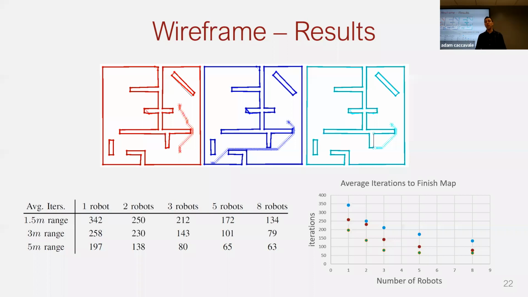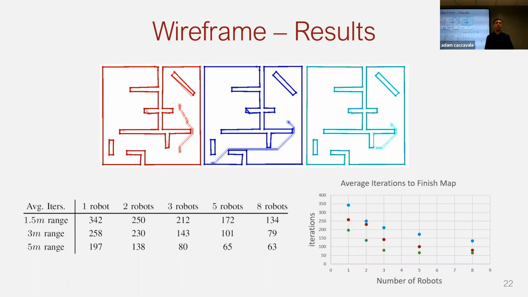Another way we evaluated this map, and this is important whenever you have a multi-robot system, is: does it actually work better with multiple robots? So we ran our experiment with multiple numbers of robots at different communication ranges, each one multiple times. And this graph here shows the average number of iterations it took to complete the map.